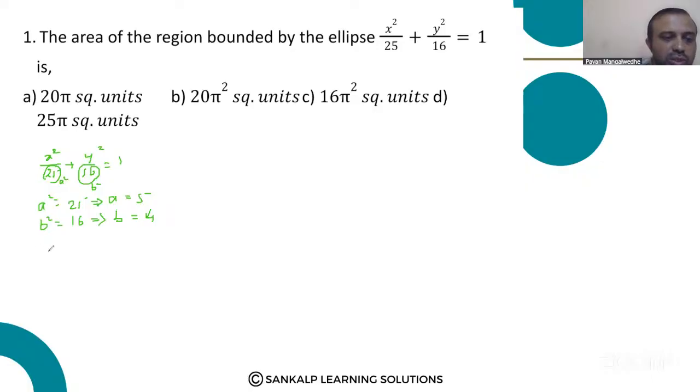So using this formula, area A is equal to pi a b. Keep the pi as it is, because all the square units are in terms of pi, and we already know a is 5 and b is 4. So 5 into 4 is 20 pi square units. So option A is correct.